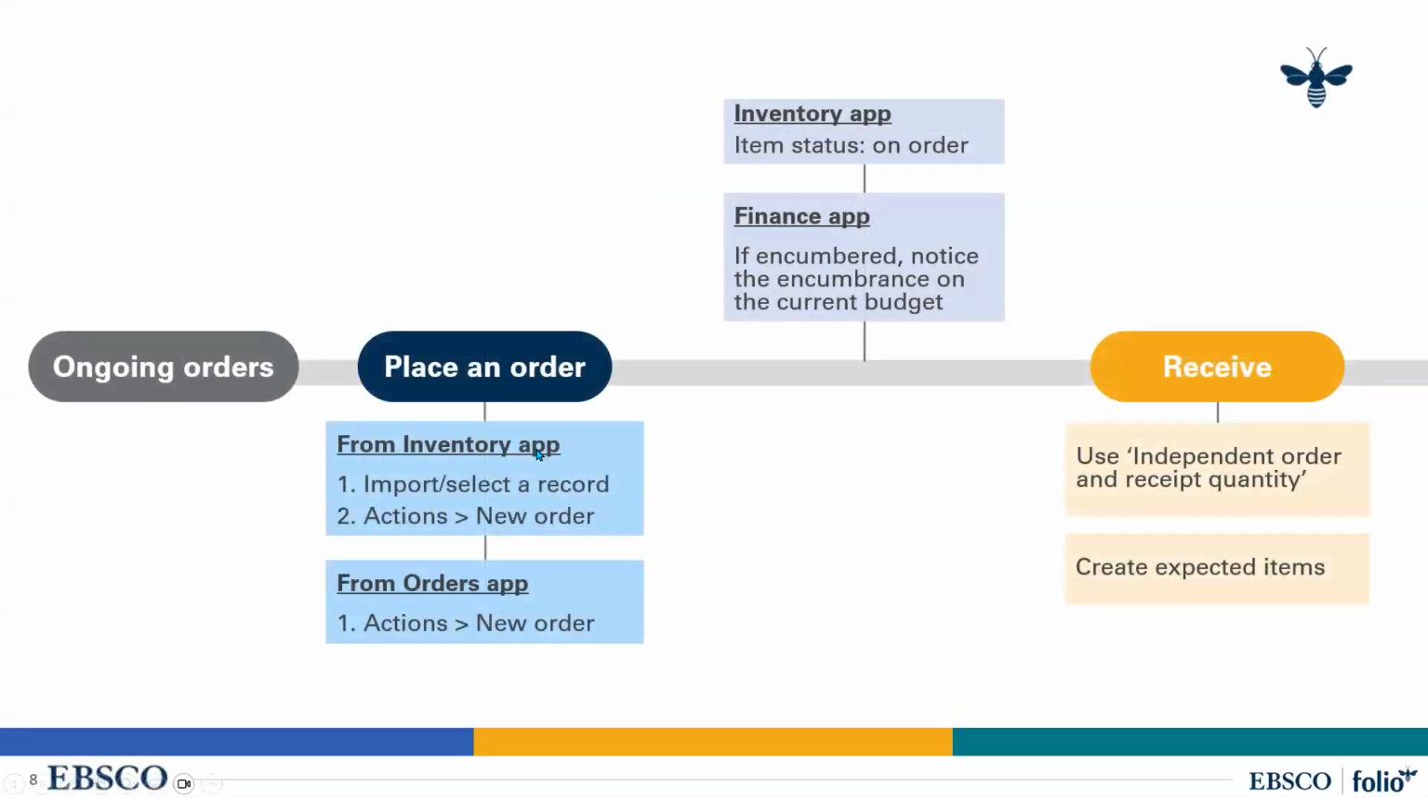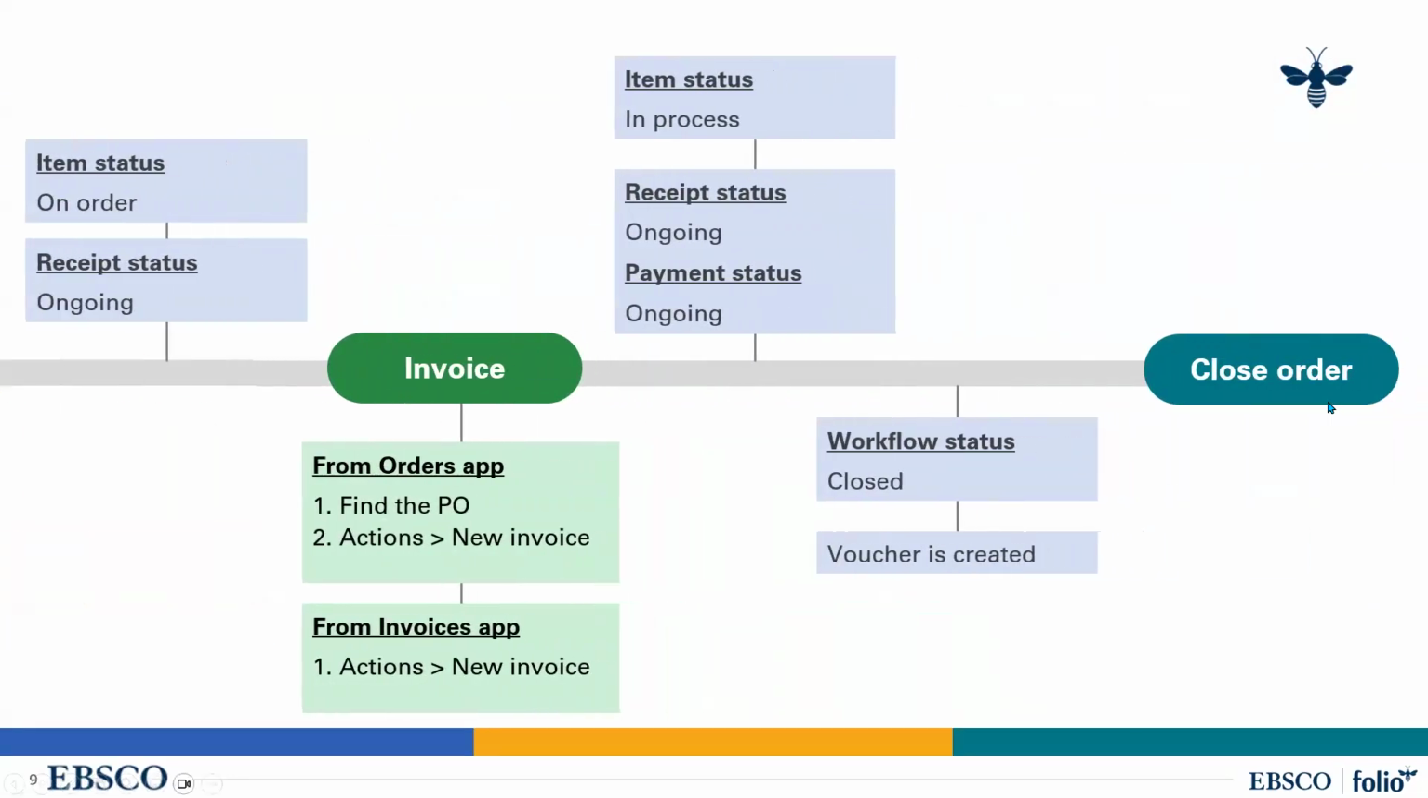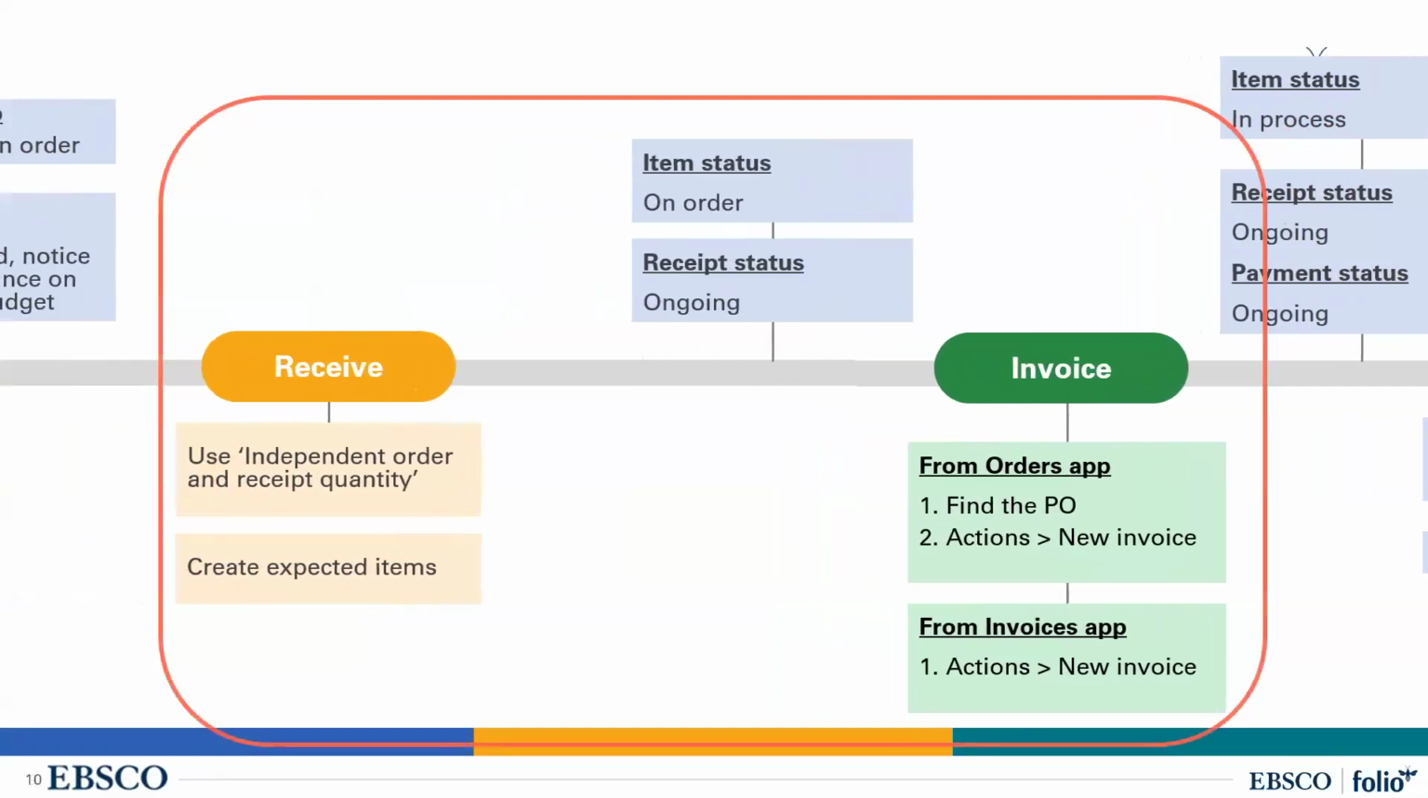For ongoing orders, everything is pretty much the same. You can start the order from the inventory or the order record. You might be using independent order and receipt quantity so that you can create how many expected items you have for that specific order. And then you will create the invoice to pay for that invoice, but the receipt and the payment status will be kept as ongoing, indicating that you will keep continuing to use that process of receiving and invoicing.